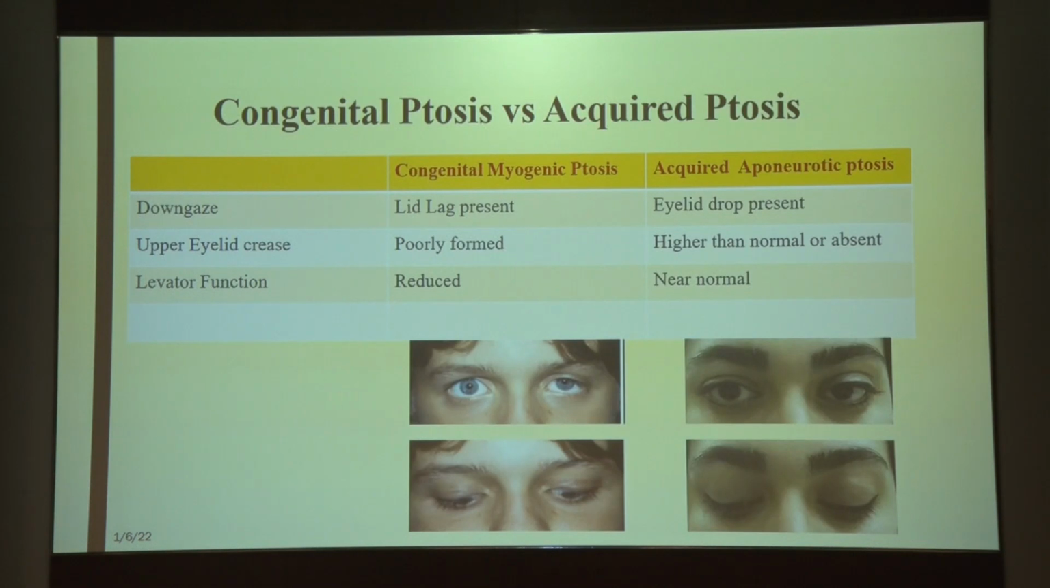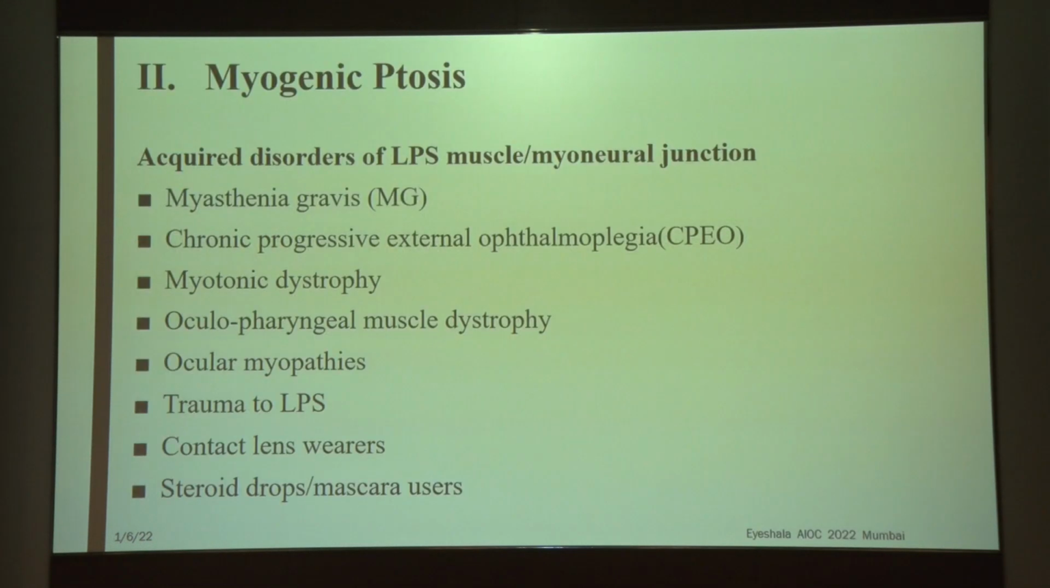So if you are asked in your exam, the three differences between congenital and acquired ptosis: In congenital, in down gaze, lid lag will be present, while eyelid drop is present in acquired ptosis. Upper eyelid crease is poorly formed in congenital, but it may be higher than normal or absent in acquired. Levator function is reduced in congenital, while it is near normal in acquired. Coming to the myogenic, we'll cover the important ones.